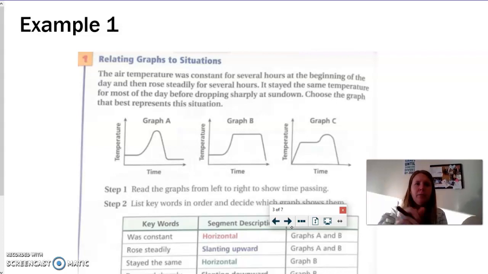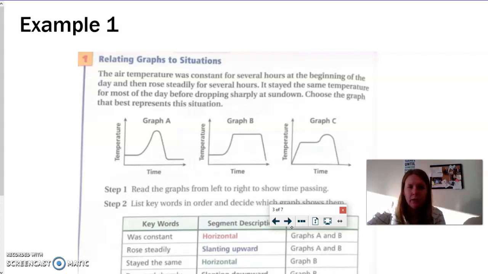It says the air temperature was constant for several hours at the beginning of the day and then rose steadily for several hours. It stayed the same temperature for most of the day before dropping sharply at sundown. Choose the graph that best represents the situation. So we are given graph A, graph B, and graph C.